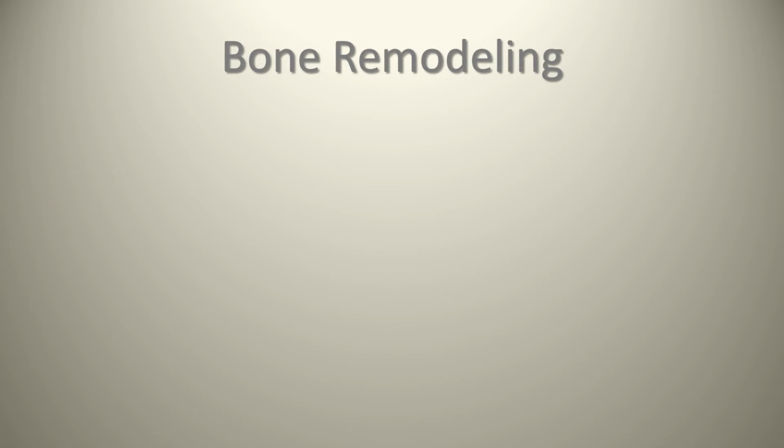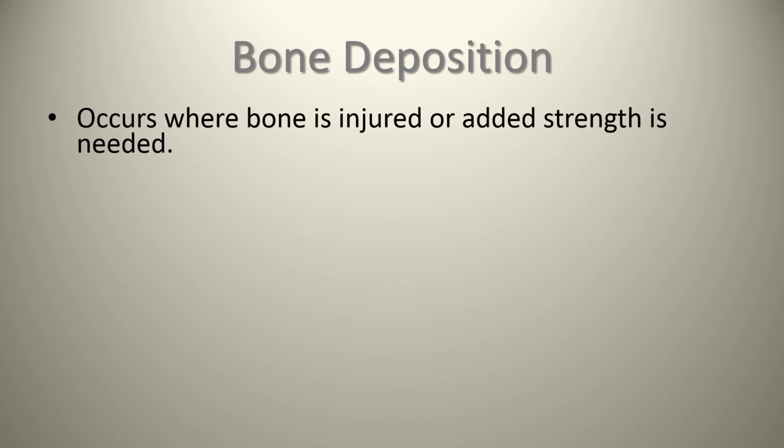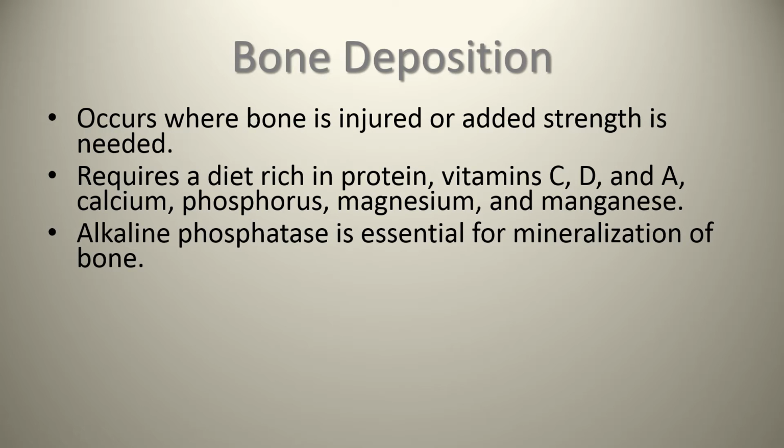Bone remodeling. In remodeling units, adjacent osteoblasts and osteoclasts deposit and resorb bone at periosteal and endosteal surfaces. Bone deposition occurs when bone is injured or added strength is needed. It requires a diet rich in protein, vitamins C, D, and A, calcium, phosphorus, magnesium, and manganese. Alkaline phosphatase is also essential for the mineralization of bone.